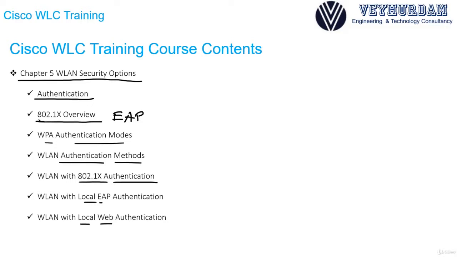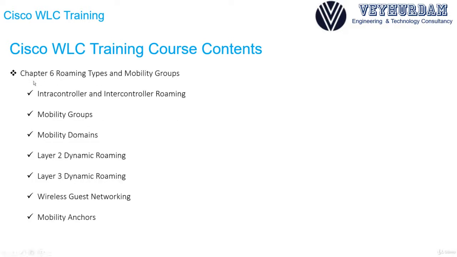So this is an important chapter for wireless LAN security and your wireless LAN configuration, because you will see all the options for your security purposes and you will see how you can select AAA servers for your wireless LAN.